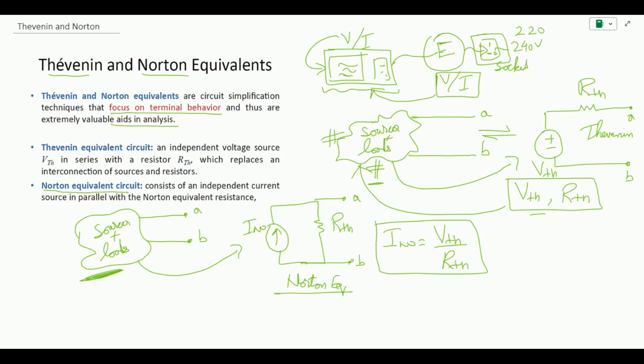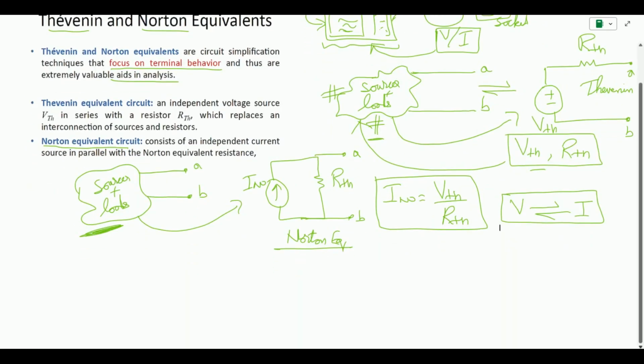And if you look at these, they are basically the same kind of representations which we saw in our previous lecture on source transformations, where we converted from a voltage source to a current source and vice versa. So now let us look at some examples to better understand how these equivalents are formulated and how the circuit is analyzed.